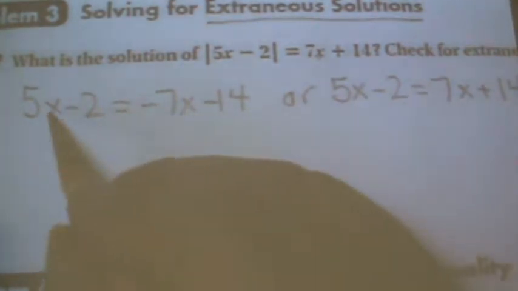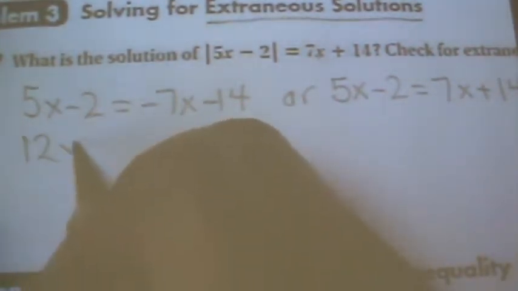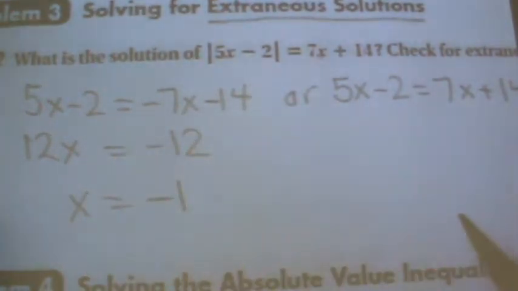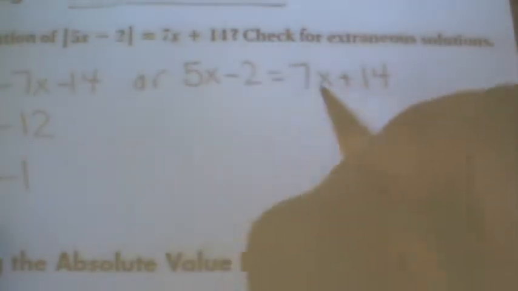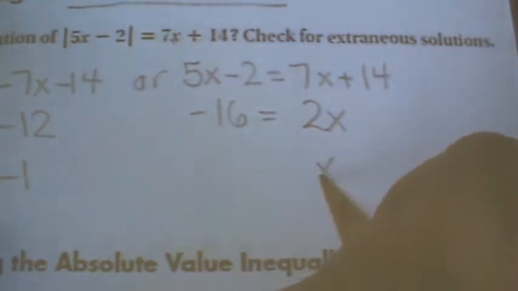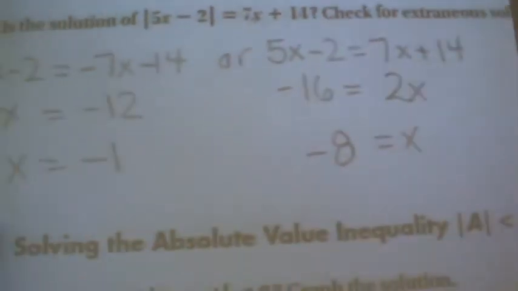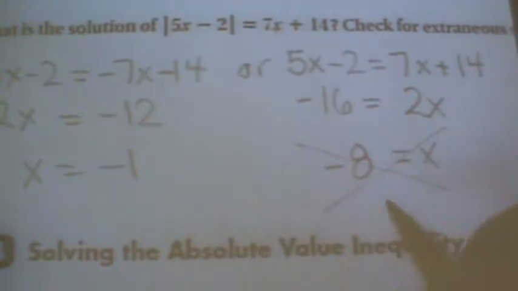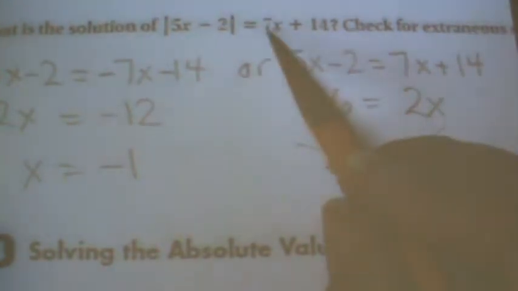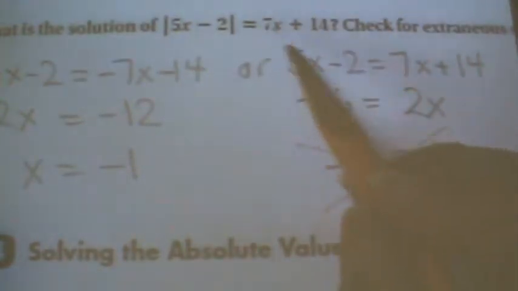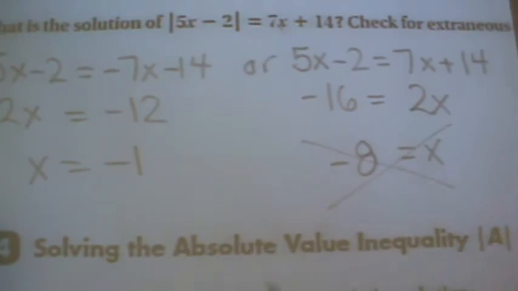How about if I add 7x, add 2, so x is negative 1. In this one, I'm going to subtract 5x, subtract negative 14. Now, if you had to guess, look at these numbers. Negative 8 probably is going to be extraneous. Why? Because if you multiply negative 8 by 7, you're going to get negative 56, and if you add 14, it's still going to be negative. And you can't have a negative. Very good. This one works.